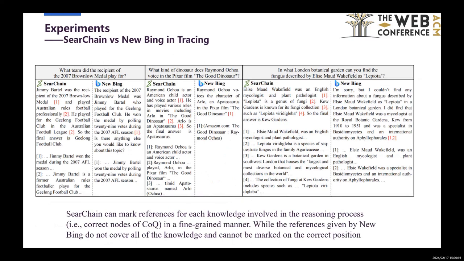Last but not least, Search-in-the-Chain can mark references for each piece of knowledge involved in the reasoning process in a fine-grained manner, while the references given by New Bing do not cover all of the knowledge and cannot be marked in the correct position.